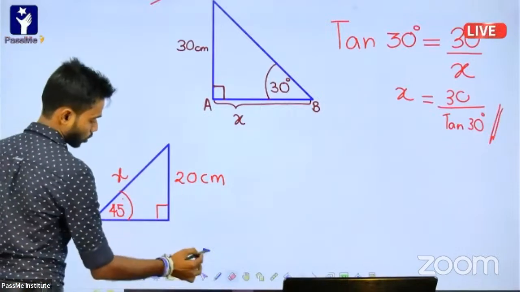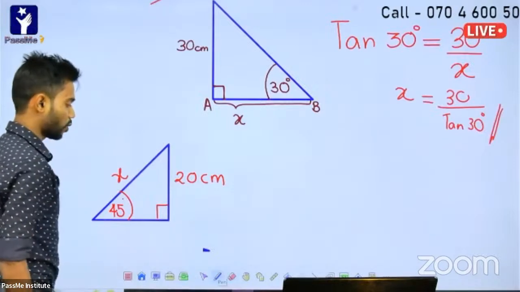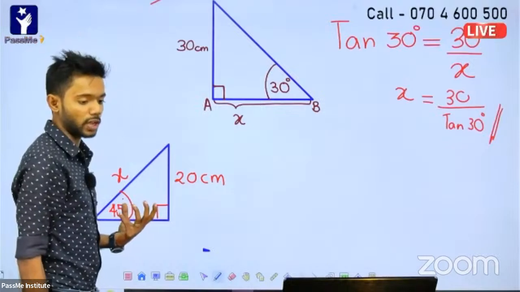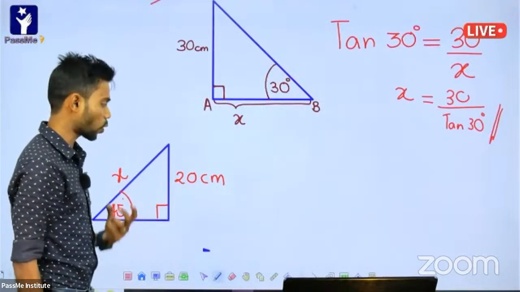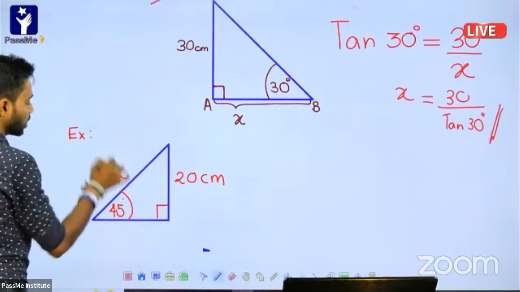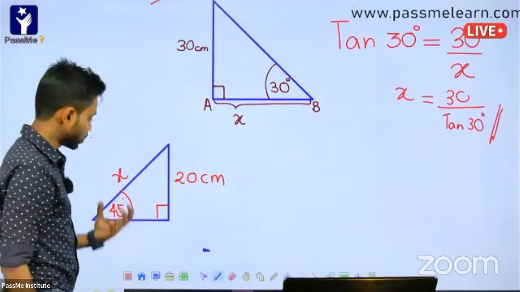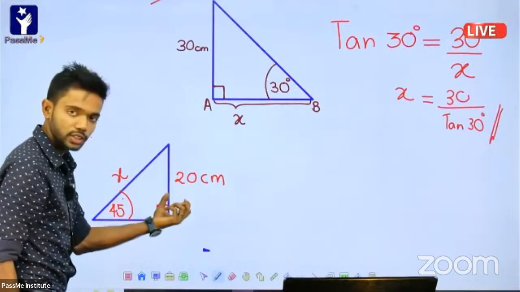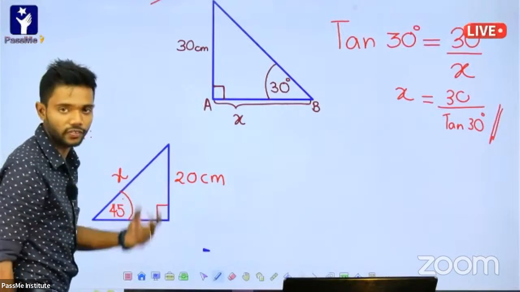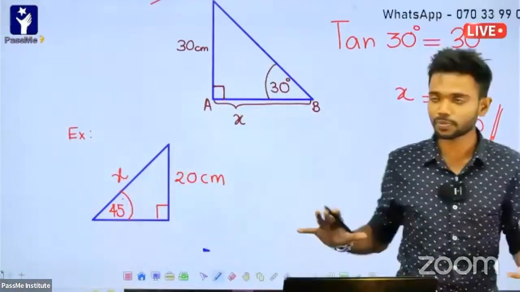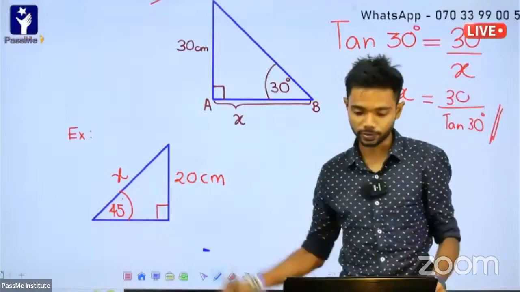Now I want to find the value of x. Which trigonometry ratio am I using, sine or cos or tan? Example number 2. And if you can write an expression to combine 40 degree, 20 centimeter and x, you can write it. Write an expression, a relationship, that connects all three of these.